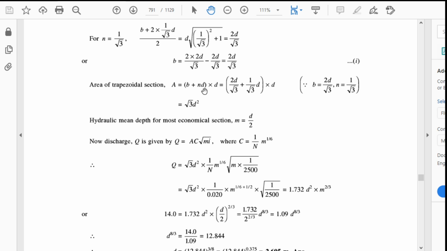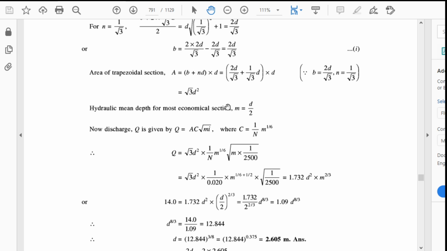Okay, BD plus ND square. So substitute 2D by root 3 instead of B and simply rearrange this and do the mathematical calculations. You will get the value of the area of this trapezoidal section as root 3 D square. Okay, what is the area of our trapezoidal section? Area comes out to be root 3 d square.